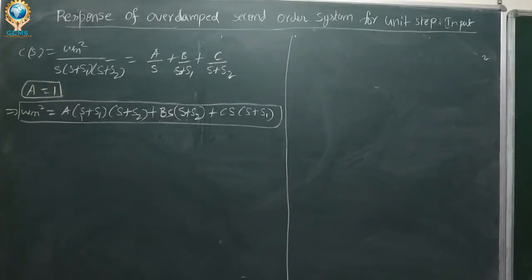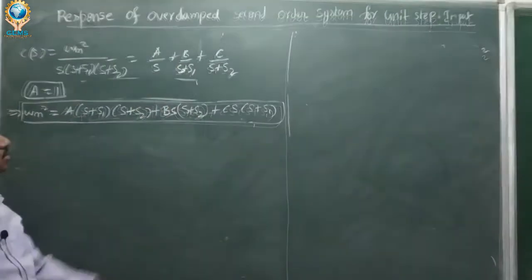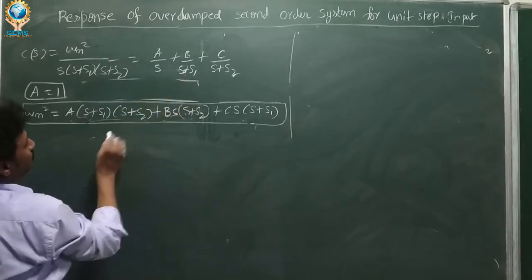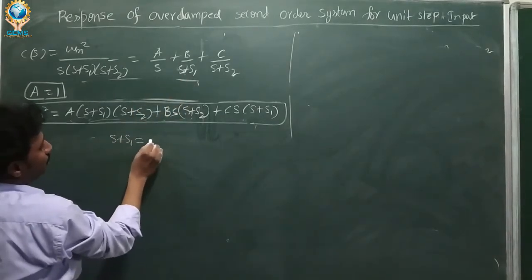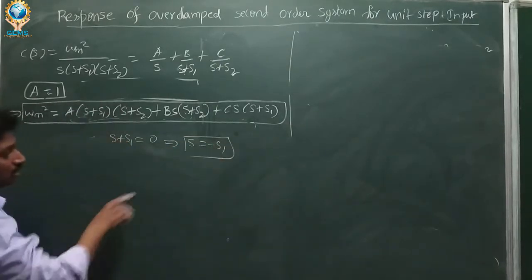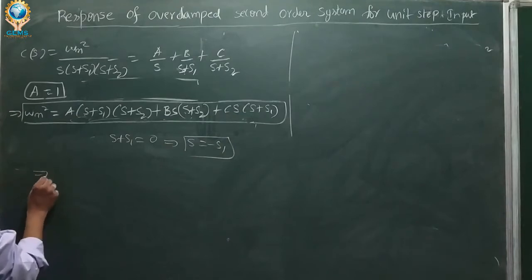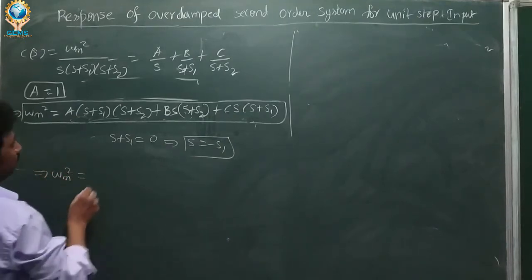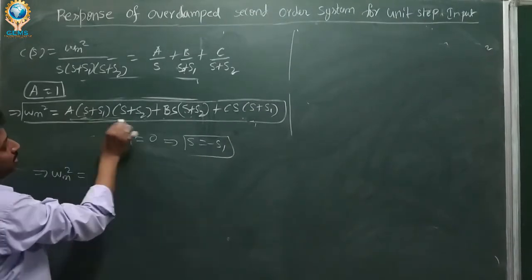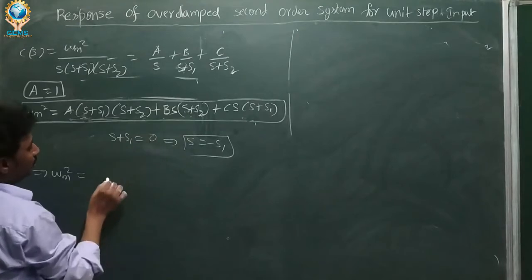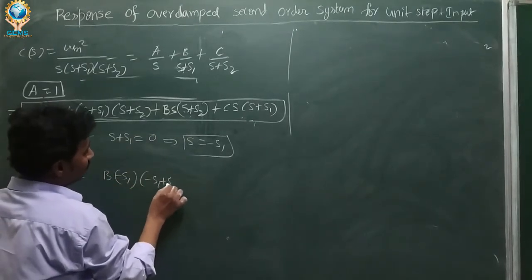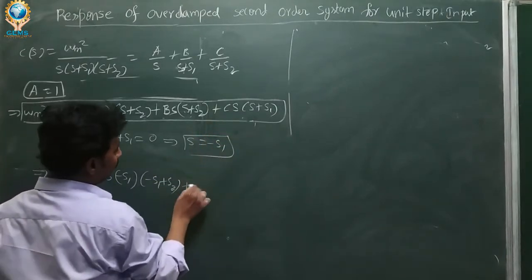Now we have to find the B value. To find the B value, what you have to do? S plus S1 is equal to 0, so here S is equal to minus S1. Substitute S is equal to minus S1. So what do you get? Omega n square. If you substitute S is equal to minus S1, this term gets cancelled. What is left is only B into (minus S1 plus S2), and this term also becomes 0.